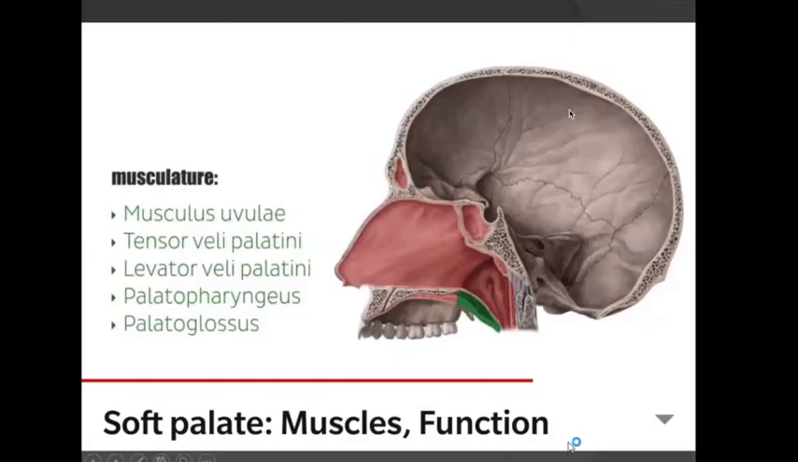Now, what are the muscles which form the soft palate? If you want to name them, we have done that in your first year. But just to revise that, you have the musculus uvulae. That's the intrinsic muscle. You can see that this is soft palate. So the musculus uvulae is the intrinsic muscle of the soft palate, and then there are extrinsic muscles like tensor veli palatini, levator veli palatini, palatopharyngeus, and then palatoglossus. These two muscles go up to elevate it, and then these two muscles go down from here to the tongue and pharynx.